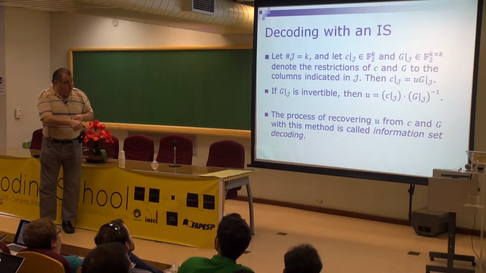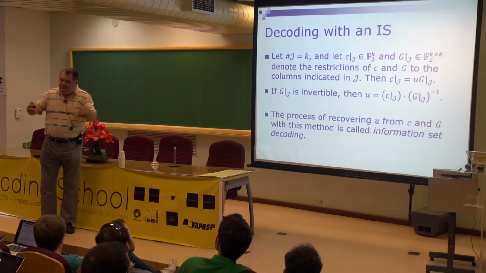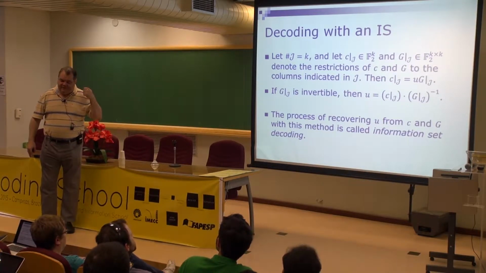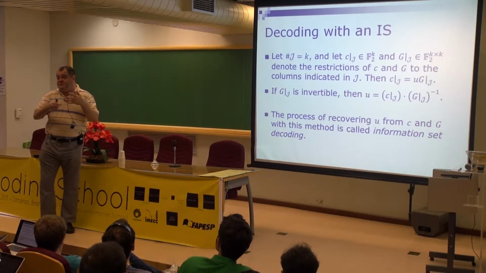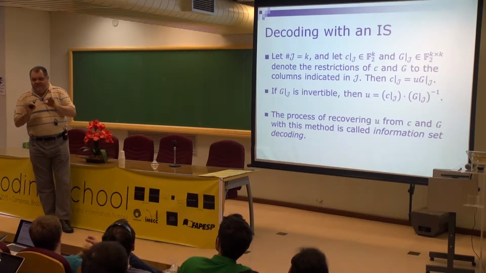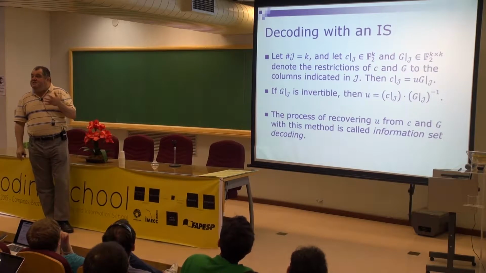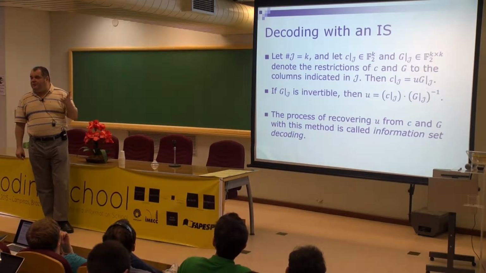We would have to compute U, then multiply it by the full G matrix and subtract from the given blurry code word. So in principle we would have the error pattern, and we just count how many one positions we have in that error pattern. If it is up to T, then we have a successful decoding. We have corrected all errors.